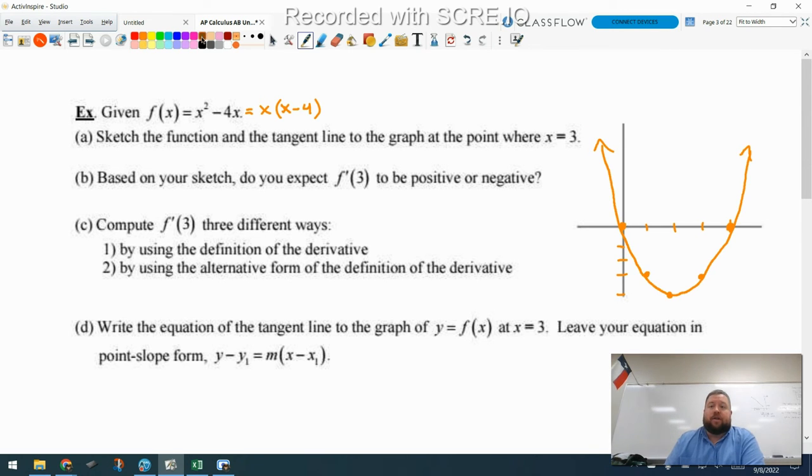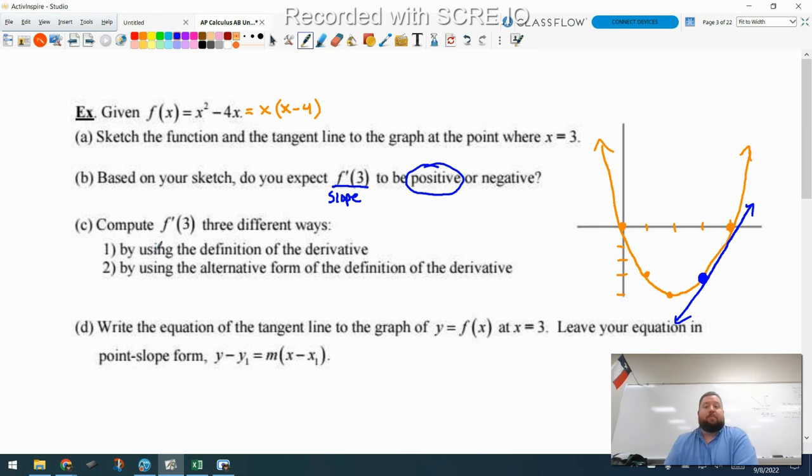Okay, now I need to draw in a tangent line at x equals 3, so that is this point right there. Let me do a different color. There we go. All right, so my tangent line would kind of go like this. Okay, it's supposed to be intersecting that point and that point only. I'm drawing this by hand, so obviously it kind of looks like it's intersecting there, but it's not. All right, it's intersecting at this point and that point only. Okay, based on your sketch, do you expect f prime of 3 to be positive or negative? Okay, so remember, derivative means slope. So what this is asking is, is the slope of your tangent line at x equals 3 a positive or a negative? Okay, well, we just drew it. Certainly looks like that has a positive slope the way we drew it.